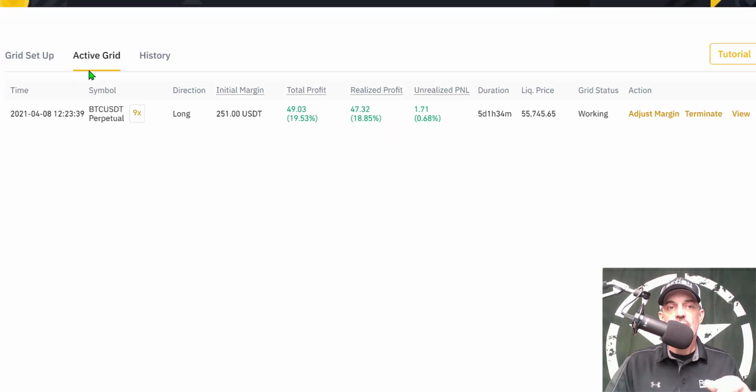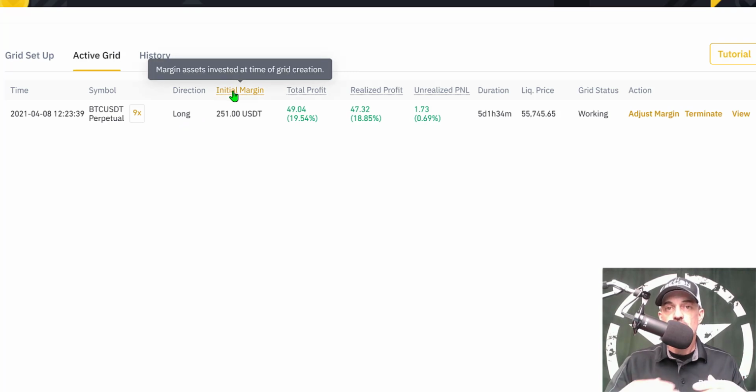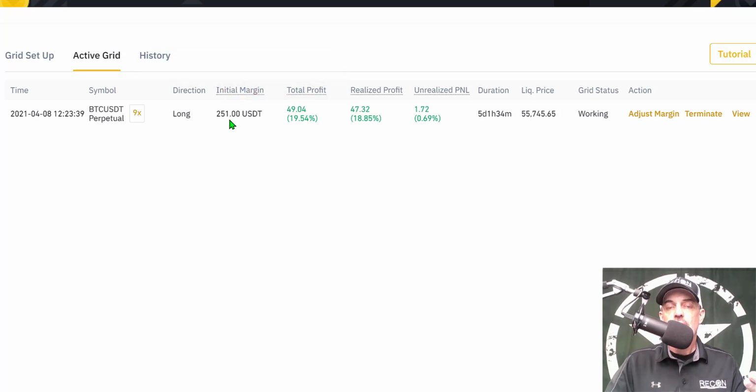And in this case, you can see the active grid I have running was deployed on April 8th, and the direction was considered to be long only. My initial margin, which is essentially the amount of ammo I gave this bot of my own money, was $251, and my total profit is just around $49, or just over 19.5%. Now that's my total profit, which is my unrealized profit and my realized profit combined. So my realized profit is only $47, or just about 19%, and the unrealized profit is that amount we saw on the other screen, and it looks like it's dropped to around that $1.70 range.